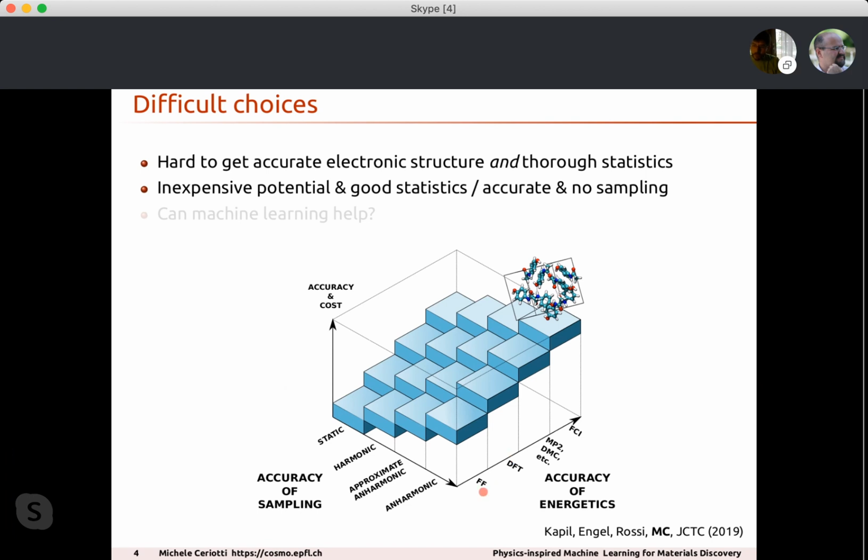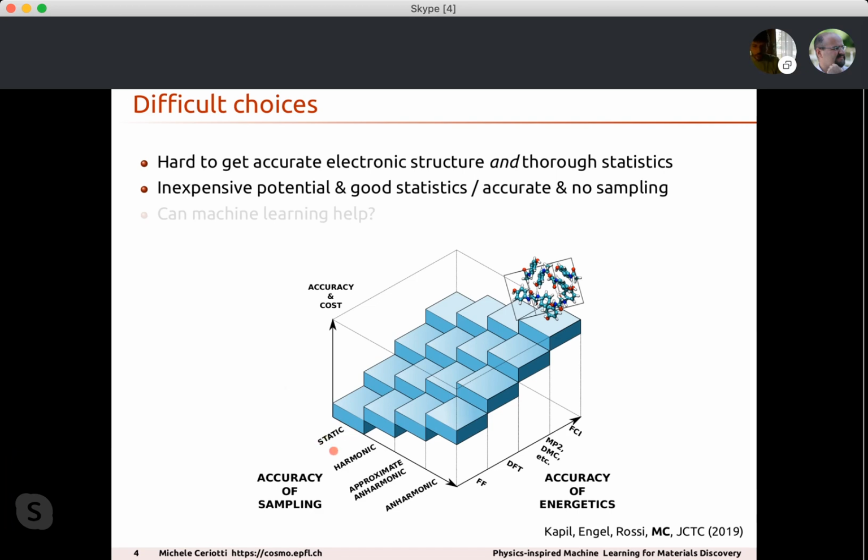And many of you might have seen this concept of a Jacob's ladder, in which you go from an empirical model to DFT to some post-Hartree-Fock methods and to full CI. But if you're interested in properties of materials at finite temperature, having very accurate energetics is not enough, and you also need to have an accurate sampling of the appropriate ensemble.